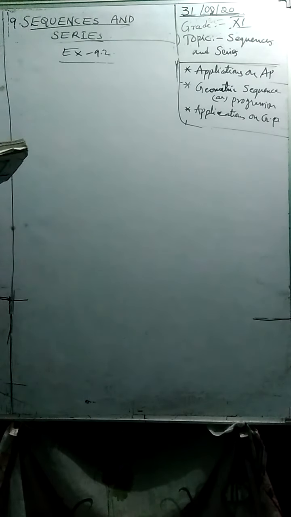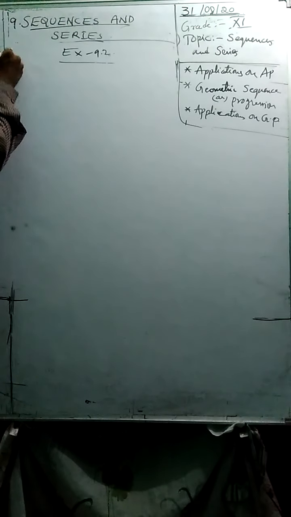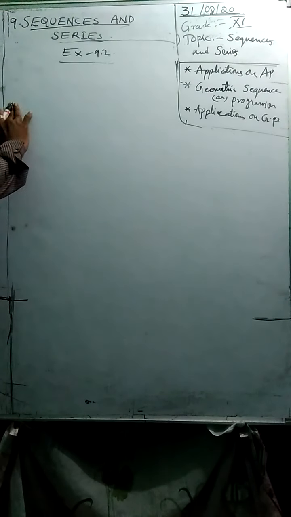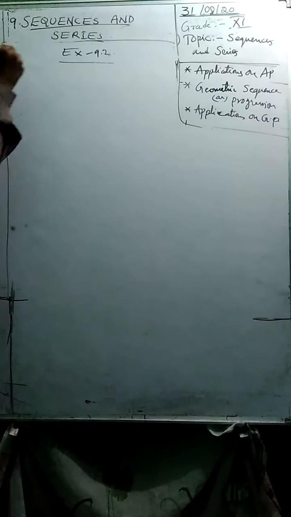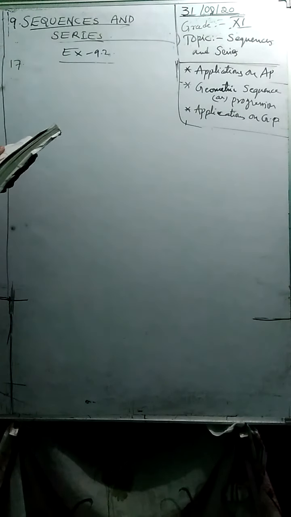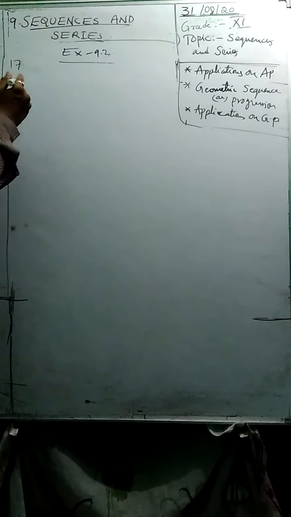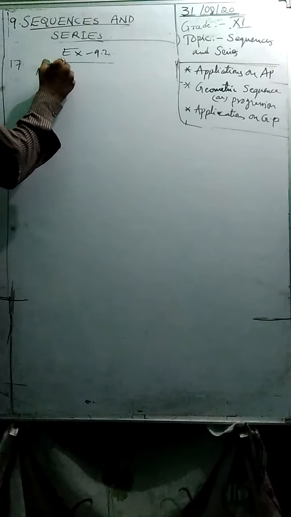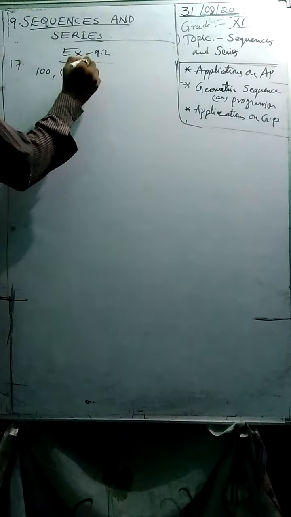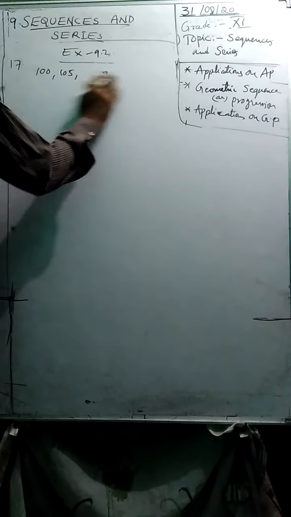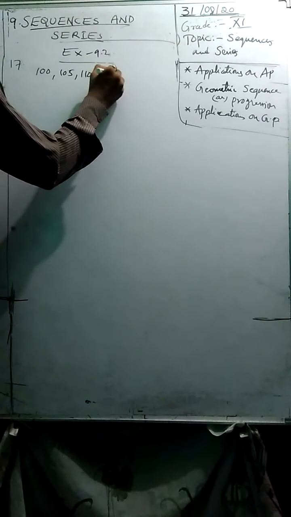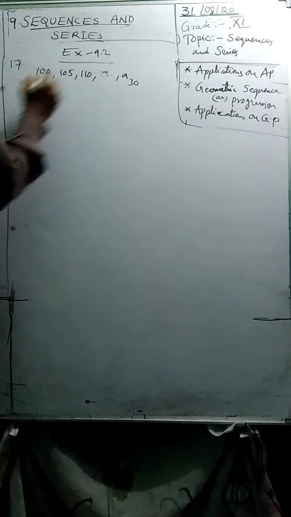Let us discuss the 17th problem, but if you have any doubt regarding the rest of the problems, you can ask me next class. It is given in the 17th question that a man starts repaying a loan with a first installment of 100 rupees and every time it is increased by 5 rupees. So what is the amount he has to pay in the 13th installment?